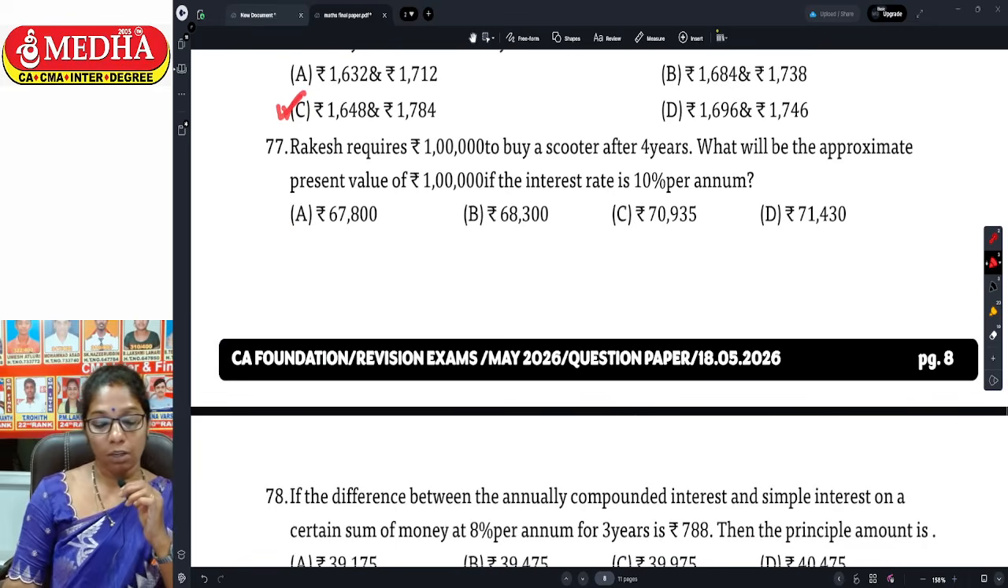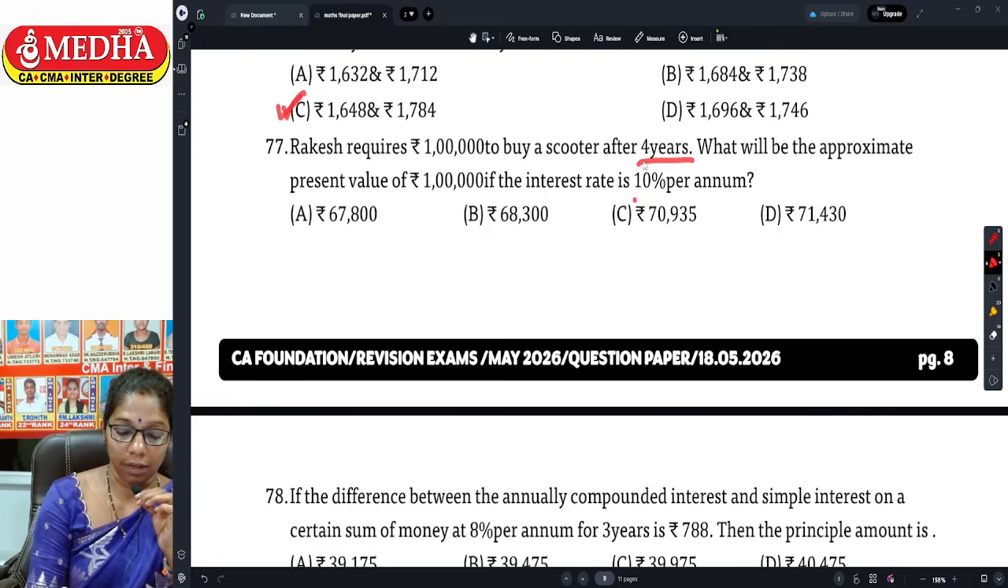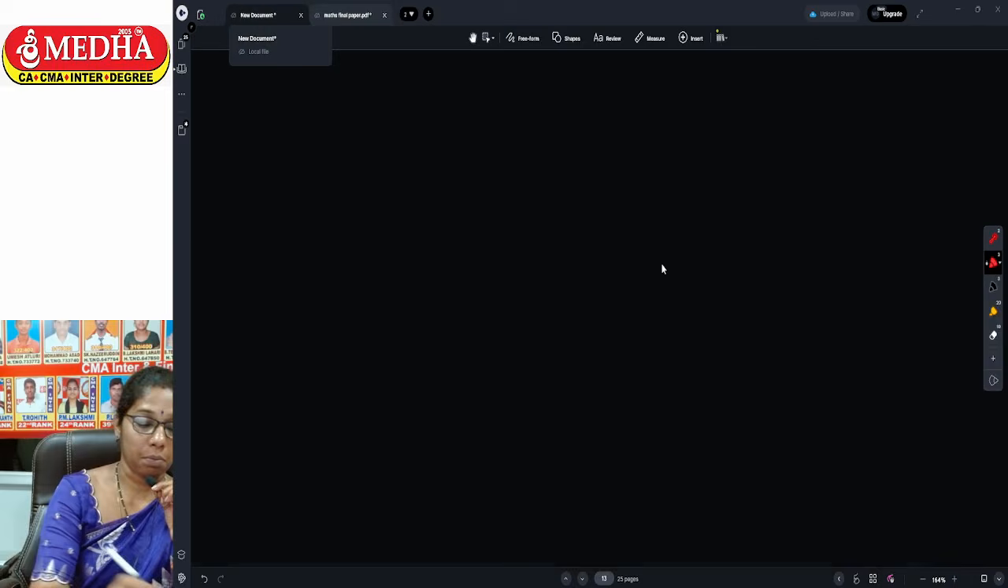Rakesh requires 1 lakh to buy a scooter after 4 years. What will be the approximate present value of 1 lakh if the interest rate is 10%? So after 4 years 1 lakh rupees is needed. What is the present value of this? So time is given, rate is given, and amount is also given. We have to find the present value.